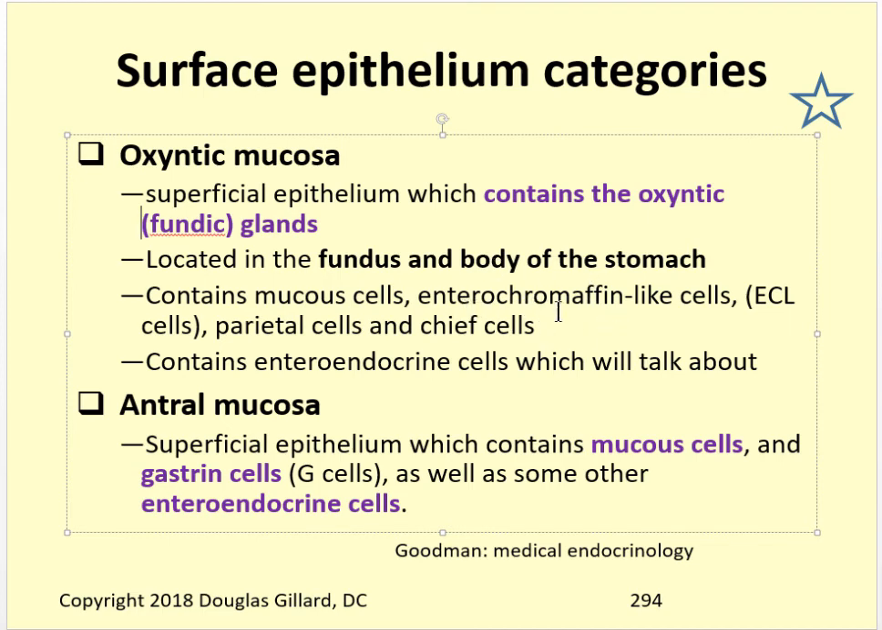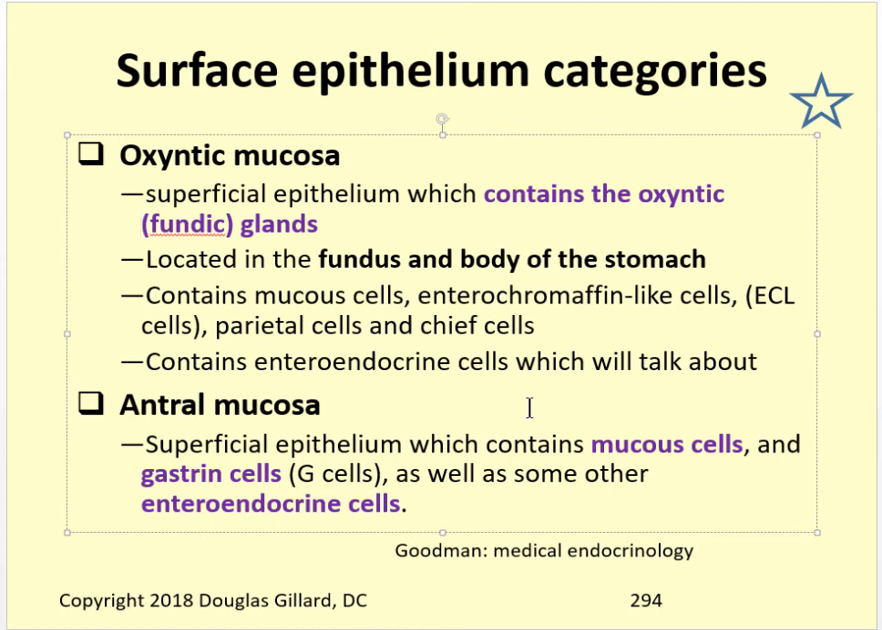It contains mucous cells, ECL cells, which are important with regard to histamine. They're called enterochromaffin-like cells. Star. So you need to know some of these. Parietal cells and chief cells. We'll look at those. It contains enteroendocrine cells as well. We'll talk about that, that's where endocrinology comes in.